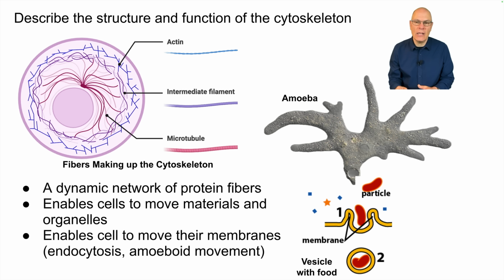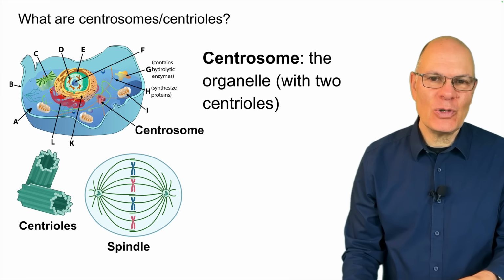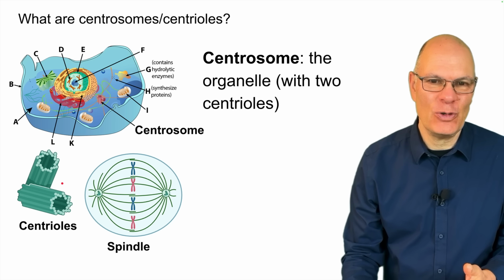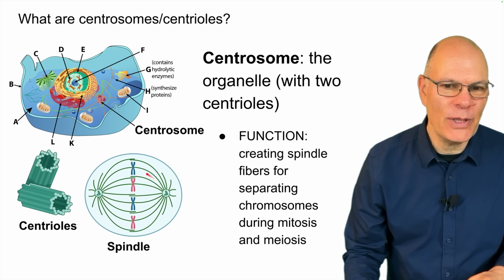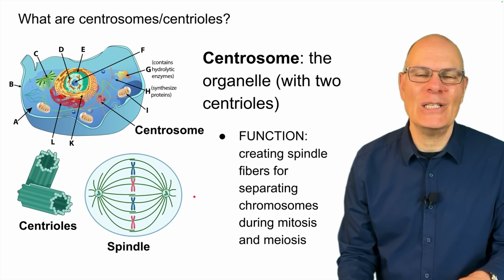Through the cytoskeleton. What are centrosomes and centrioles? Centrosomes are the organelle. They contain two centrioles, and the function is creating spindle fibers, that's what these are over here, that separate chromosomes during mitosis and meiosis.